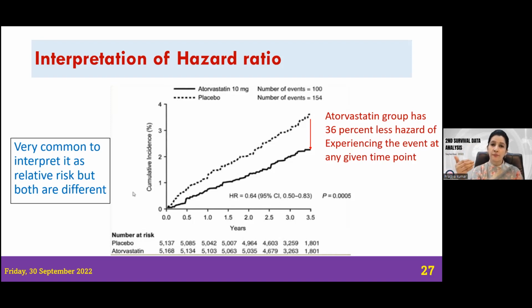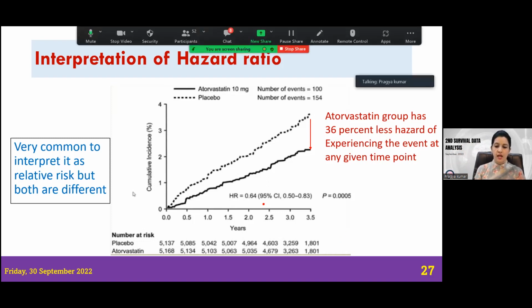If you want to express it as a percentage, then that formula of 100 in the bracket, HR minus 1, comes into play. If you don't want to use that formula, and if you want to go by the simple ratio, which is here, like 0.64, I may say that the hazard is 0.64 times in the treatment group as compared to the control group or the placebo group. Is it okay?